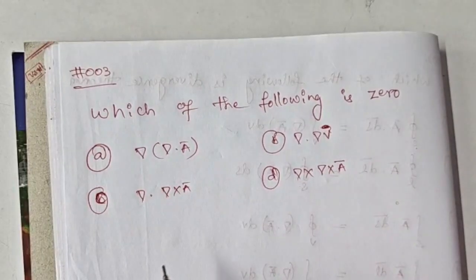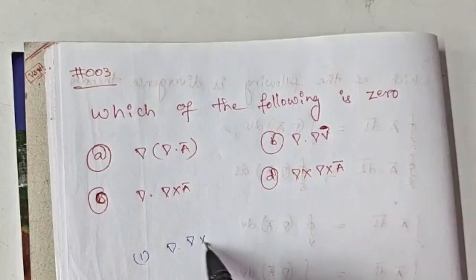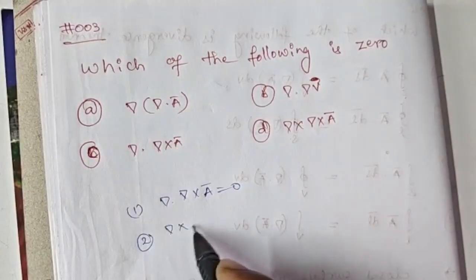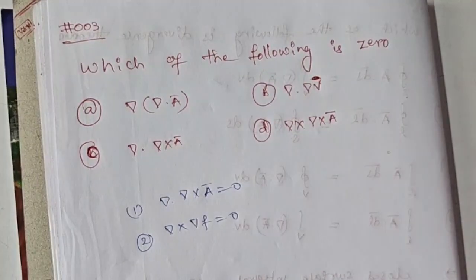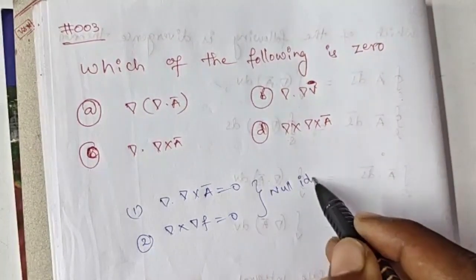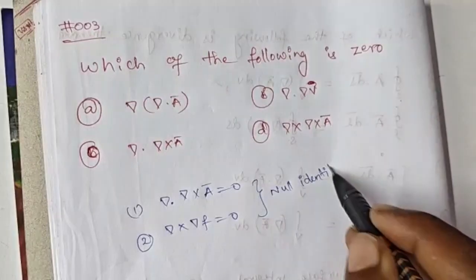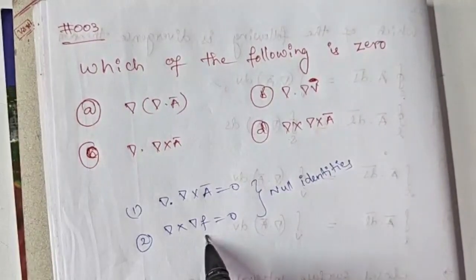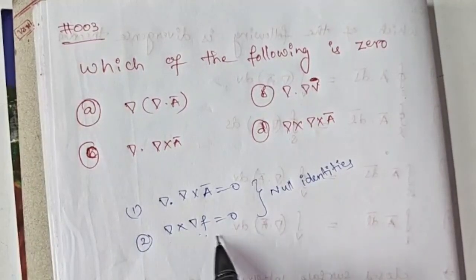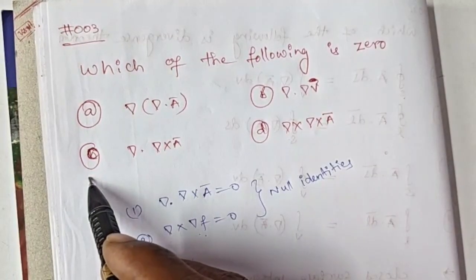So we have the two null identities in the vector calculus. First null identity is divergence of curl of a vector field is always 0. Second is curl of a gradient of a scalar field is 0. So that means whatever the vector field you take, the divergence of curl of that vector field is always 0. And whatever the scalar field you are taking, the curl of gradient of that scalar field is always 0. So according to this, option C will be the correct option. That is divergence of curl of a vector field will be 0.